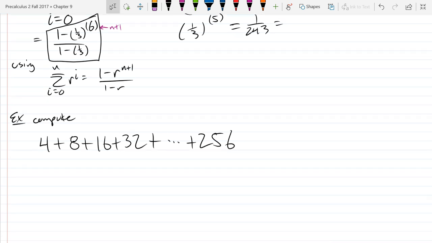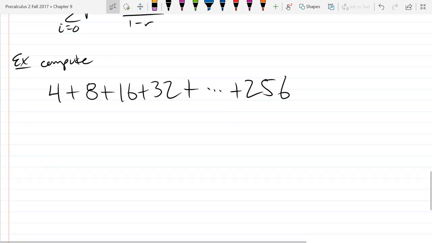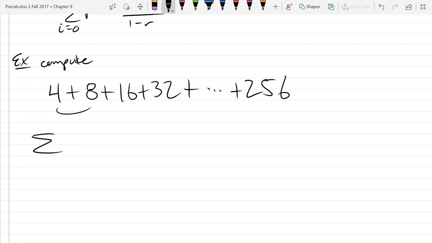So on these problems I'm giving you, you could compute them by hand. They're finite, so any finite sum you could find by hand by adding up terms one at a time. Obviously, you have to fill in the pattern to get up to 256 if you're going to do that. That's not what we're going to do. What we're going to do is write out the summation notation, or the sigma notation. How much is this going up by if you look from one term to the next? How do we go to the next term?